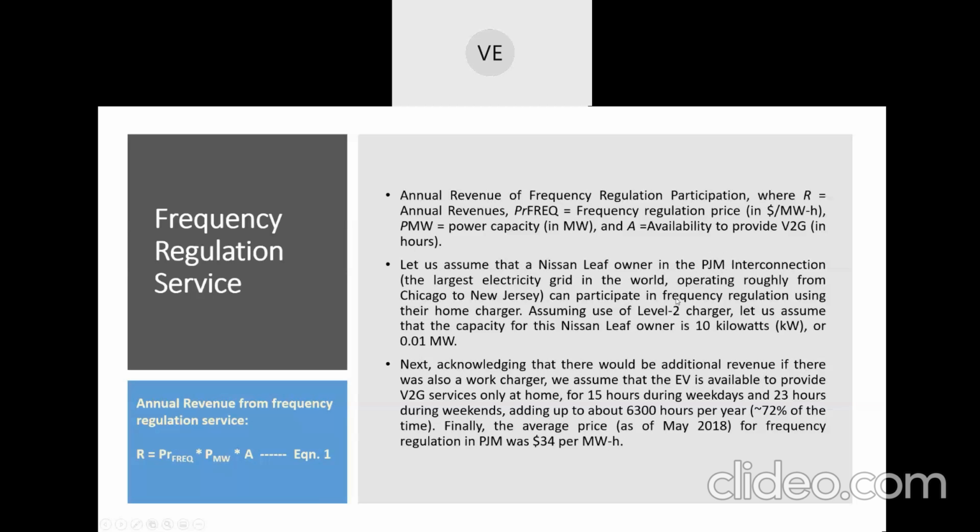So suppose we assume that a Nissan Leaf owner in the PJM interconnection can participate in frequency regulation using their home charger. Assume use of level 2 charger at home. Let us assume that the capacity of this Nissan Leaf owner is 10 kilowatts or 0.01 megawatts. So capacity of this Nissan Leaf owner, in the sense, this is not the total capacity. This is what he commits for frequency regulation service.